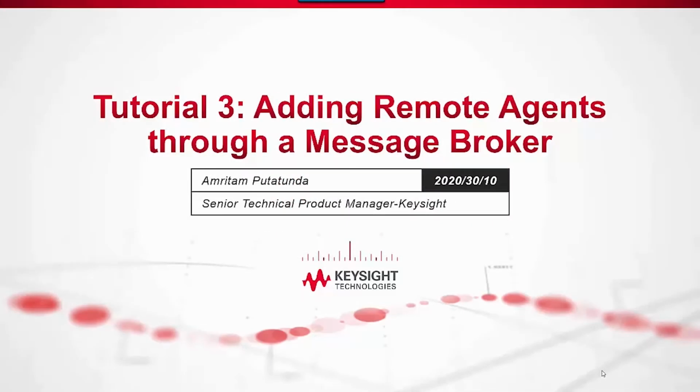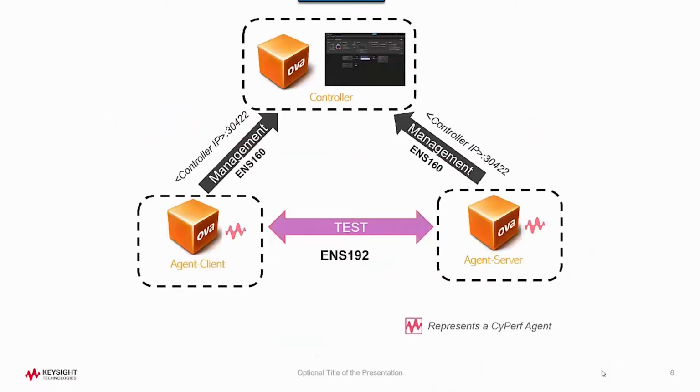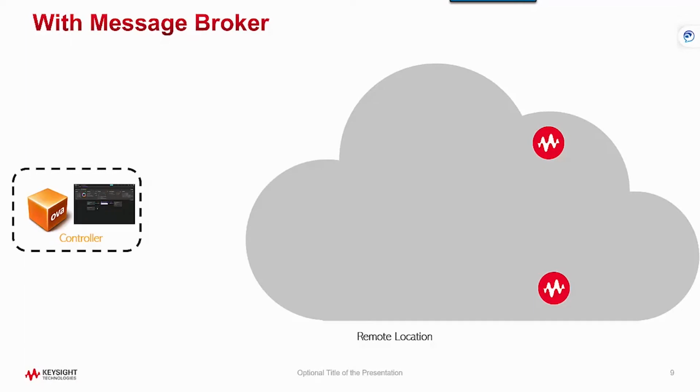Hello and welcome to tutorial 3, where we'll be adding remote agents through a message broker. In the previous video of the tutorial, we added local agents that had access to the controller, probably in the same environment, and they just went directly to the controller and got added. However, there might be a case where you have different agents deployed in different remote locations.